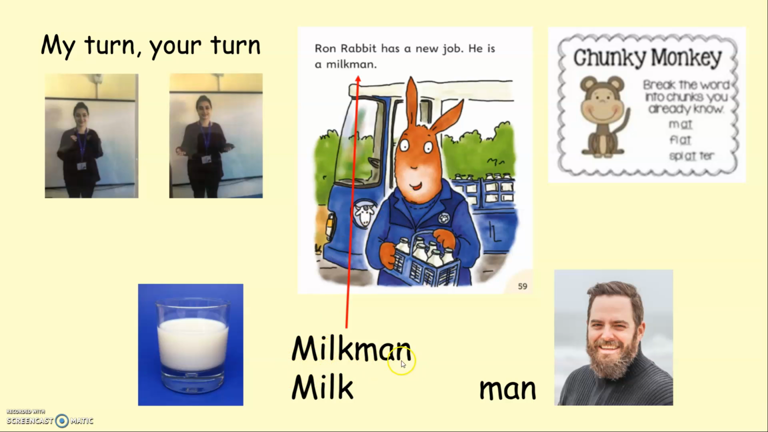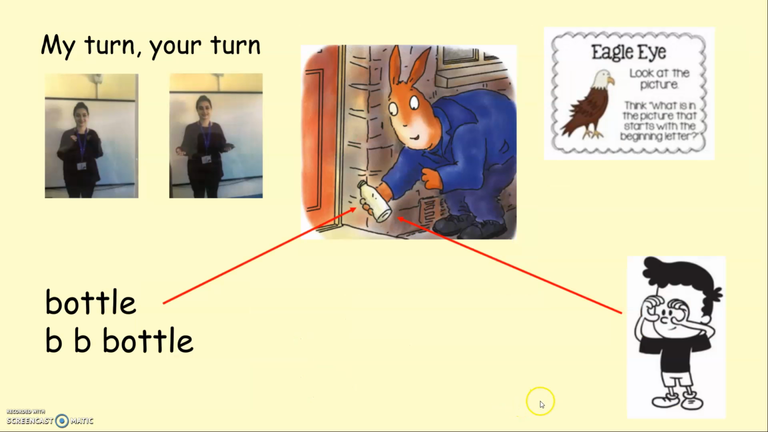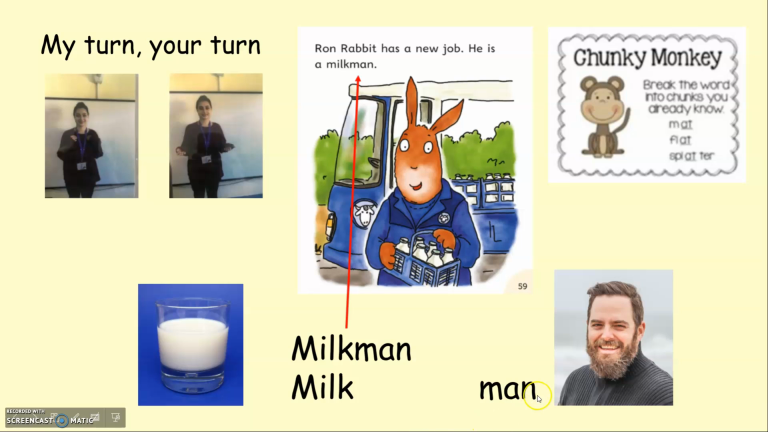This is the word we need to read. Now, I'm not sure what it is when it's together, but maybe I'll use chunky monkey to split it up. So let's take this part of the word. Ilk. Milk. There's a picture there to help you. Milk. Okay, so I know the first part of the word is milk. Let's have a look at the second part. Man. Okay, so first part, milk. Second part, man.